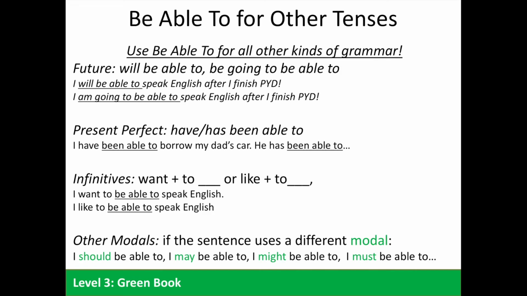We can also use them with infinitives. For example, I want to be able to speak English. I like to be able to speak English. If we have other modals in sentences, we can also use be able to to talk about ability. For example, I should be able to, I may be able to, I might be able to, or I must be able to.